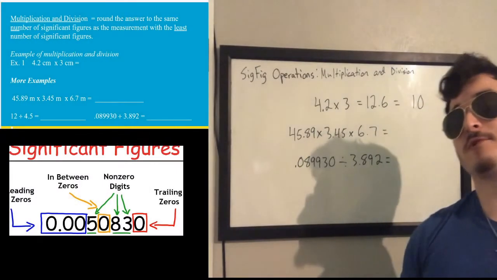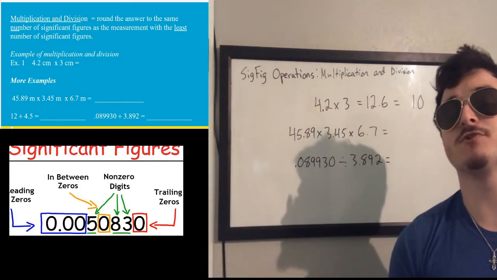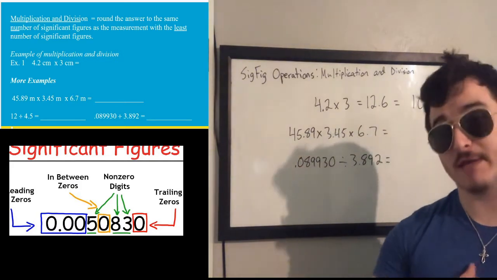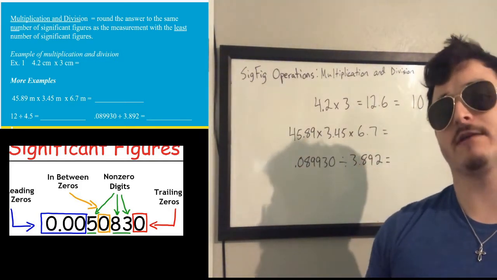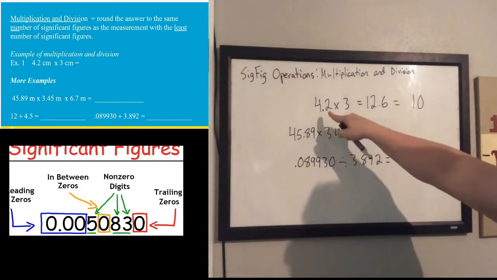Next, we're looking at the rules of multiplication and division, which in my opinion are slightly easier. We're not paying attention to the least amount of decimal places. We're paying attention to the least amount of sig figs, period. And this is the rule that applies to almost every single calculation in chemistry moving forward throughout the entire course. So let's look at our first example.